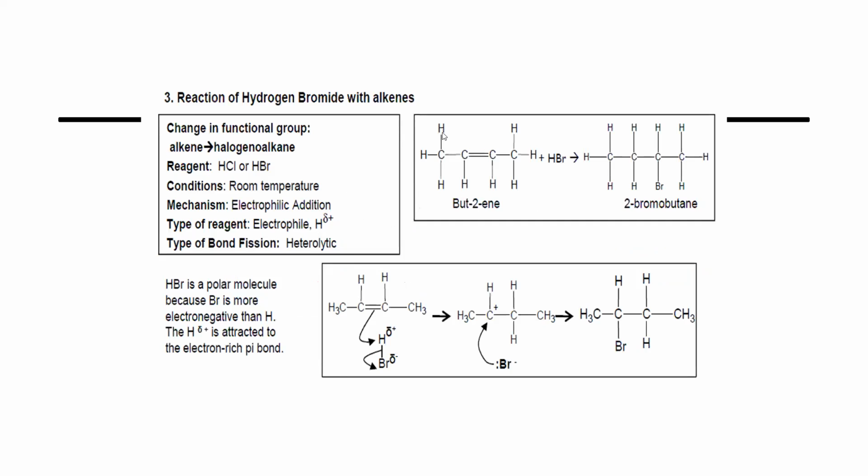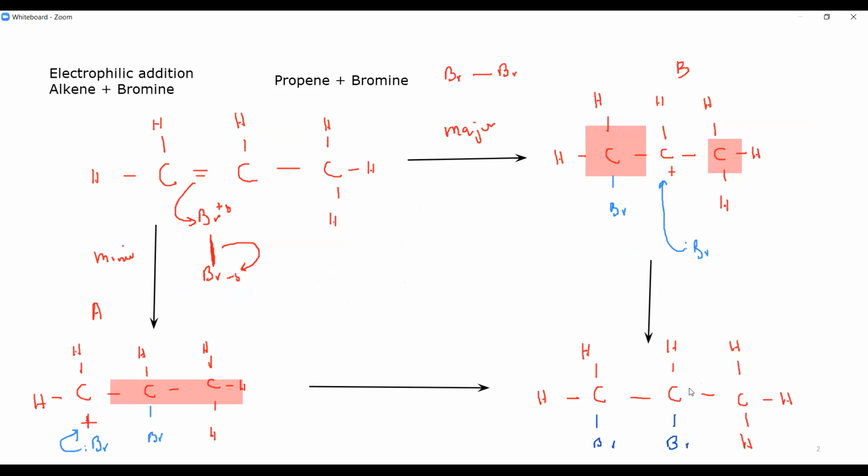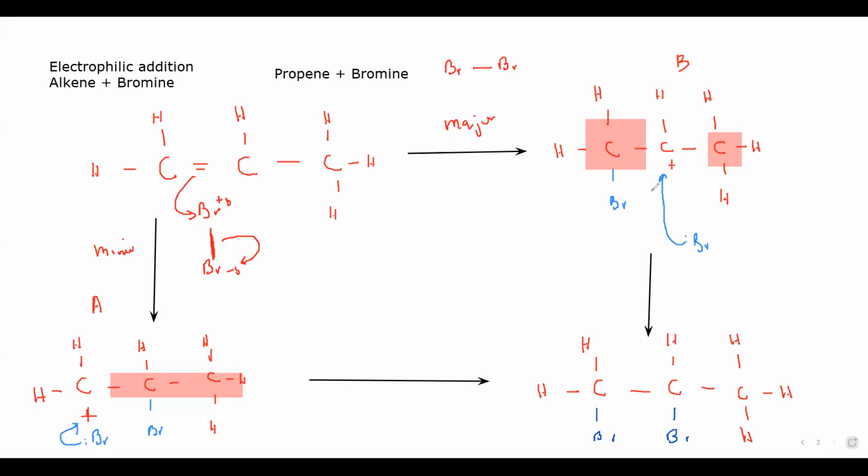If it is reacting with hydrogen bromide, so if propene plus hydrogen bromide, prop means 3 carbon.